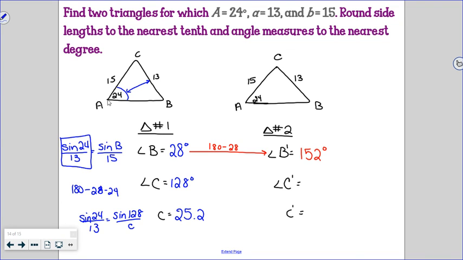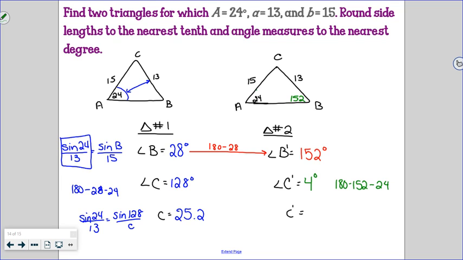Okay, so then finish out triangle 2. 180 minus 152, and this is the one I was talking about. Remember, minus 24. 24 is still in our triangle up here, right? We found angle B is 152. If you subtract those from 180, how big is this angle? 4 degrees. That's a tiny angle. Okay, I get that, which means the side across from it is probably going to be really small as well.